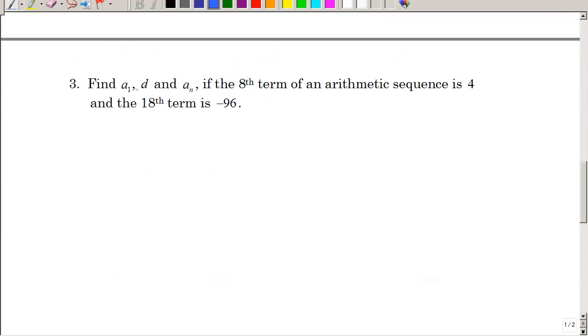This one's a little bit tougher maybe. We want to find the first term, the common difference, and the nth term, if the 8th term is 4 and the 18th term is negative 96. Wow. So it says the 8th term is 4, but the 18th term is negative 96. Well, that doesn't tell me d, it doesn't tell me a whole bunch. So I need to kind of work backwards. So remember my formula?